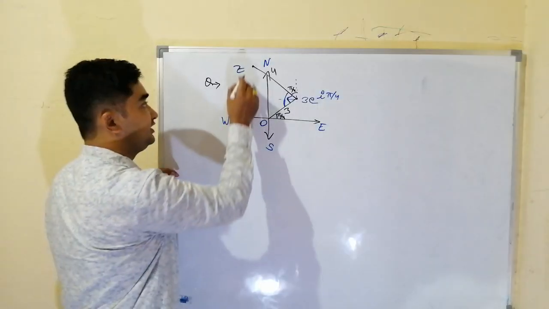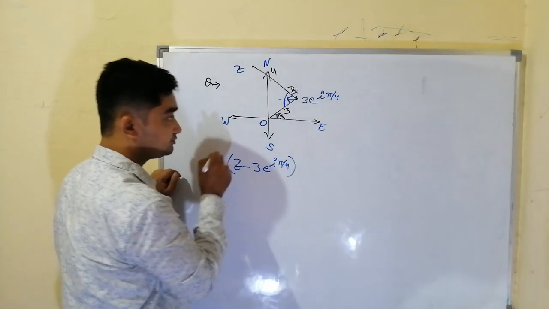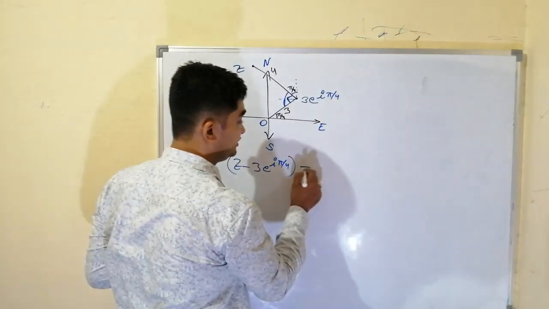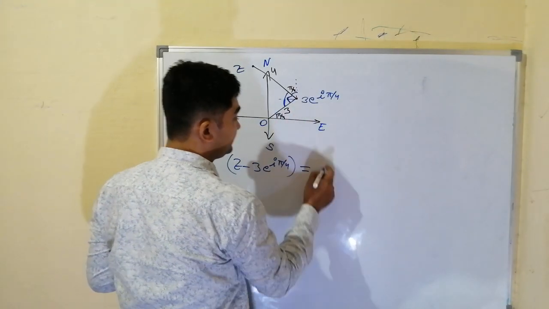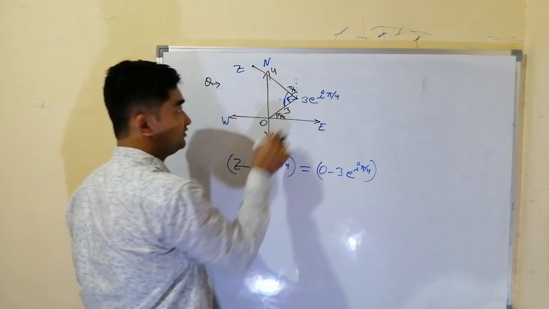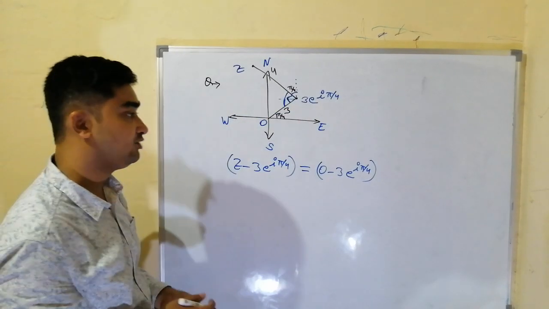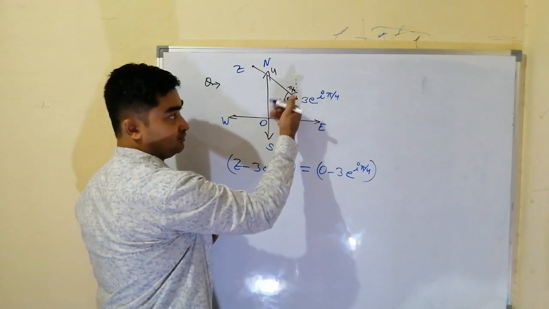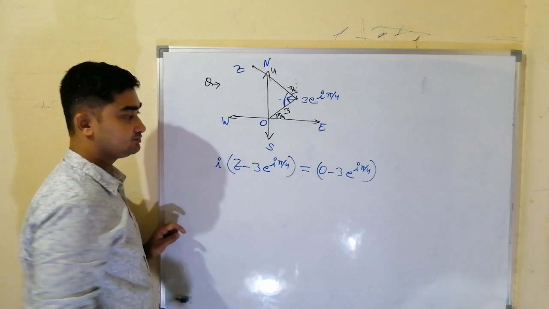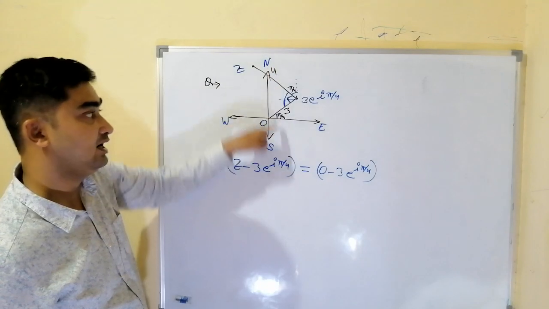Then what can we write? We can write z minus 3 into e power iota pi by 4. This we have to rotate anti-clockwise. So this will become equal to 0 minus 3 e power iota pi by 4, because we have to keep the order the same: final minus initial, final minus initial. So 0 minus 3 e power iota pi by 4, into, since this will be moved anti-clockwise, we multiply with iota.